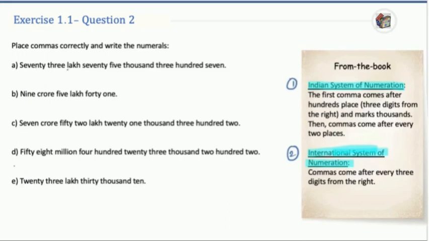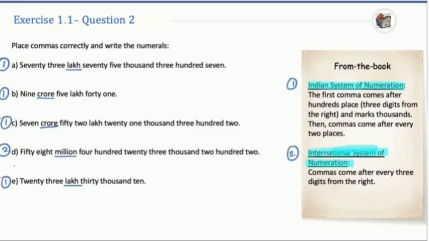So 73 lakh. Alright, the word lakh tells me I am in the Indian system. We don't have any lakhs in the international system. So this is number 1 here. 9 crore 5 lakh. Okay, the word crore itself is enough to tell me I'm again in the Indian system. Number 1. 7 crore. Alright, number 1 again. 58 million. Now this is the international system. So this is number 2. And then 23 lakh. Alright, you're in number 1 again. So the Indian system has been used 4 times in these parts. And there's just one part D, dealing with the international system.